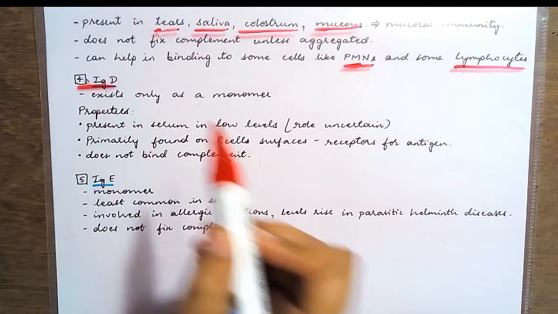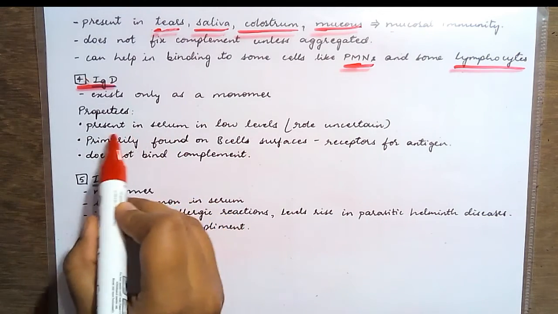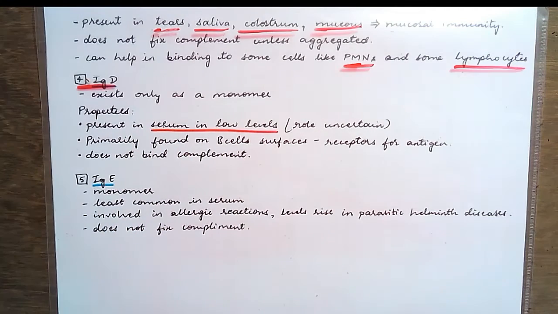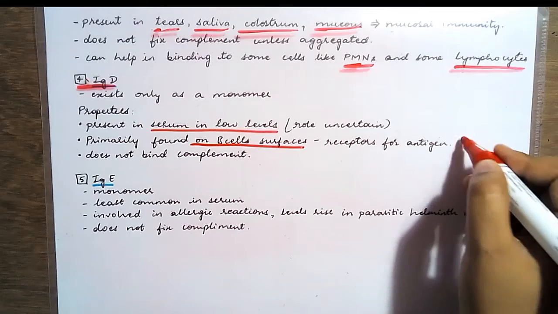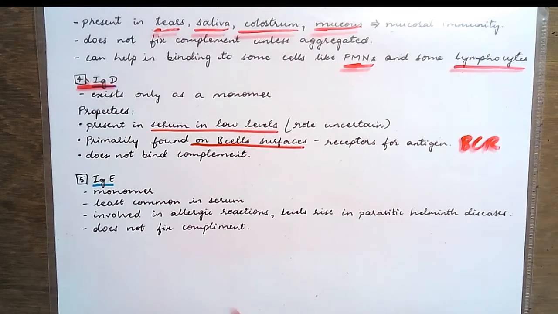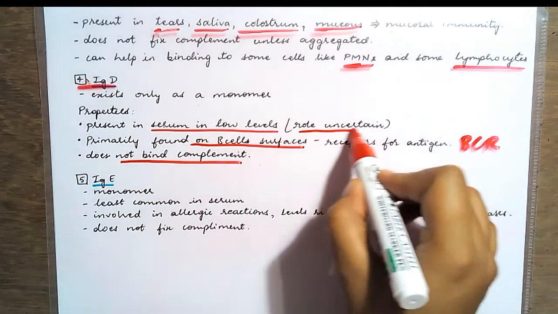Next comes IgD. They also exist only as monomer, just like the IgG. They are present in serum in very low levels, and they are primarily found on B cell surfaces, that is as BCR, and they do not bind complement. Their role is uncertain.